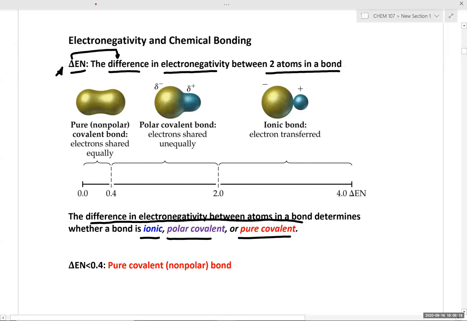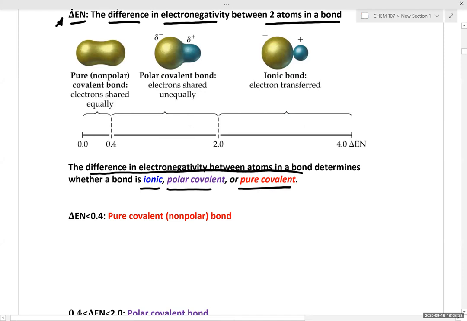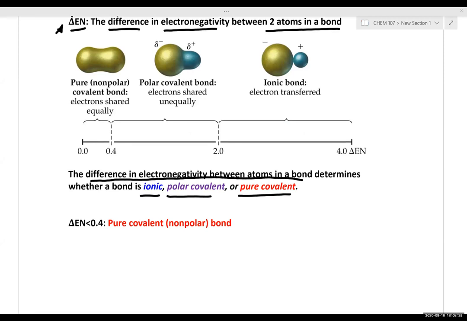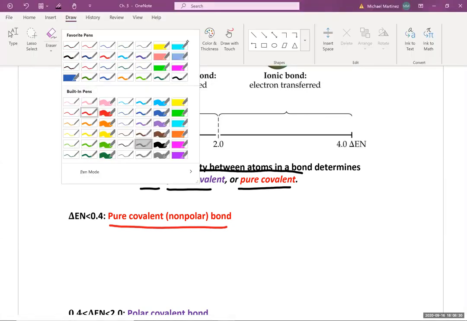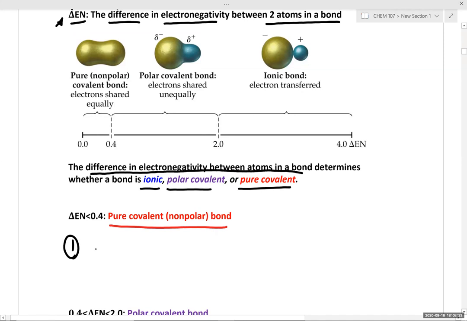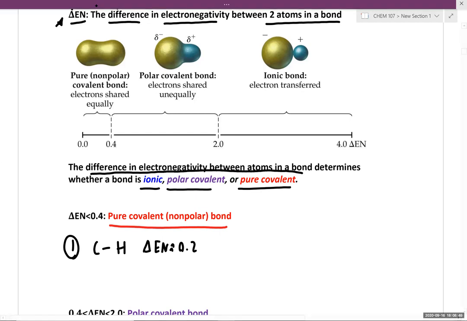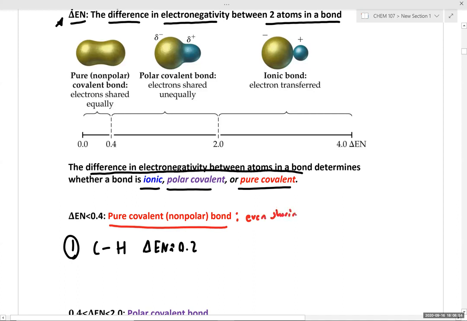If their difference in electronegativity is small, less than 0.4, we have a pure covalent bond. This primarily occurs in two cases. The first case is if you have a carbon-hydrogen bond where your difference in electronegativity is around 0.2. What this pure covalent bond is trying to show is that a pure covalent bond has an even sharing of electrons.